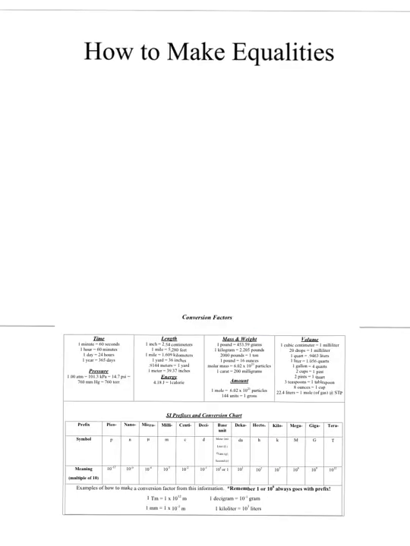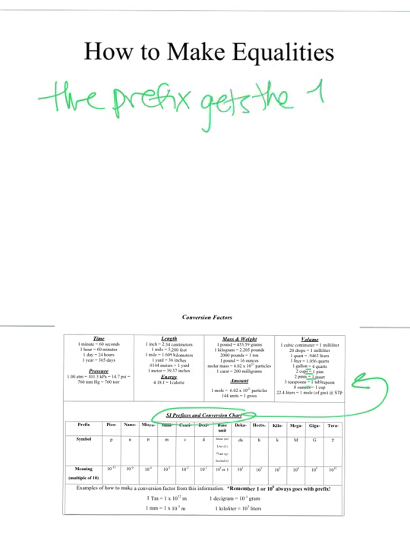What I mean by making equalities, if you think back to our dimensional analysis, is I want to take this chart and make it into these things where you have these equal signs. Because when we have that, then we can think about our conversion factors and figure out what number goes where with what unit. So here's the chant. I always say the prefix gets the 1, the base unit gets what the prefix means.